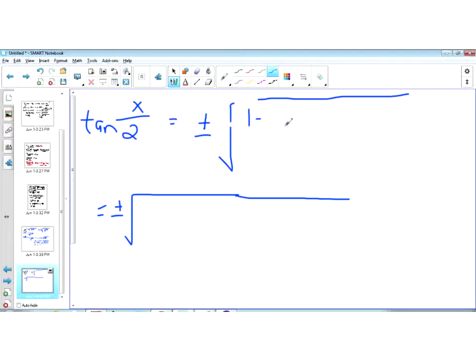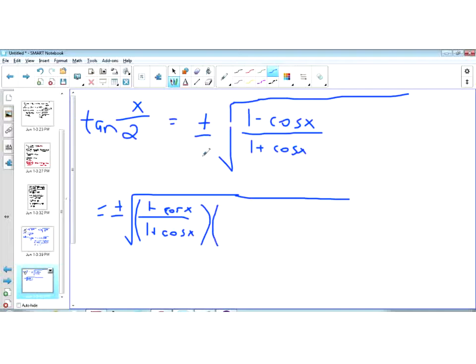So that equals plus or minus the square root of 1 minus cosine x over 1 plus cosine x. All right. So now what we do is we rationalize the numerator to get a different result. So we have 1 minus cosine x over 1 plus cosine x times 1 minus cosine x over 1 minus cosine x.